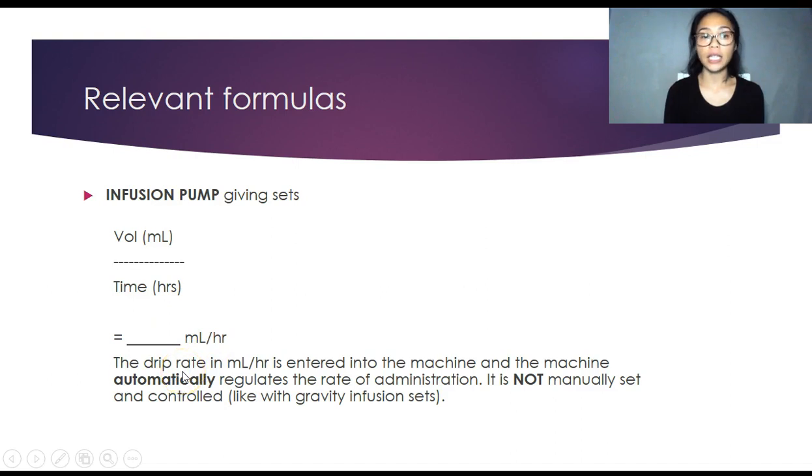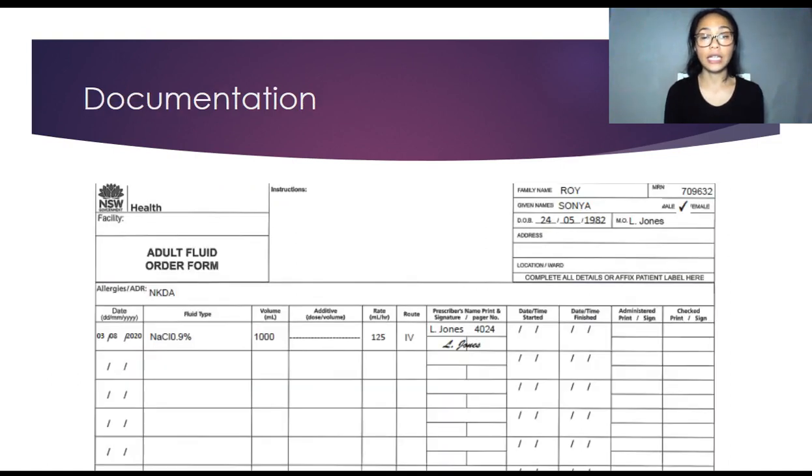This drip rate is then entered into the machine, and that machine can deliver that fluid at that set rate. You don't have to stand there and count the drops per minute through the roller clamp in the drip chamber. The documentation.